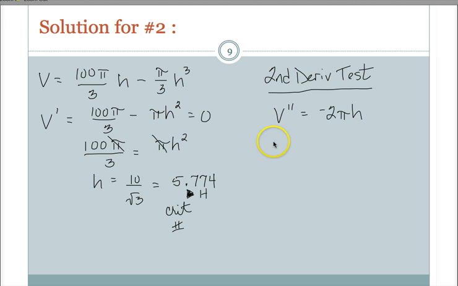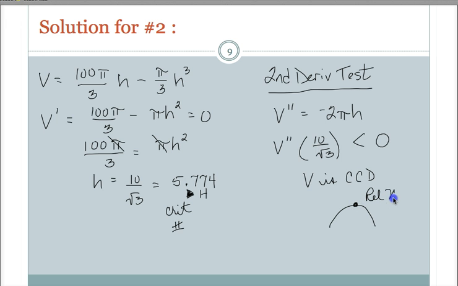And then remember, that's what I want to substitute that 10 over root 3. I'm just going to write it as the exact value. So when I do that, that comes out as a negative. It's less than 0. So remember, that means that the volume is concave down. So remember, it looks like that. So that's where I get my relative maximum from.